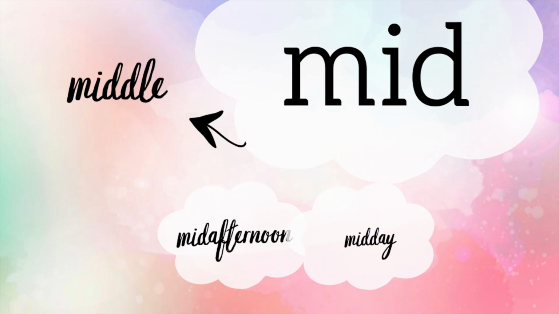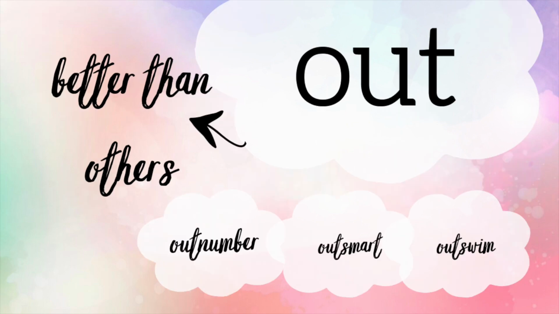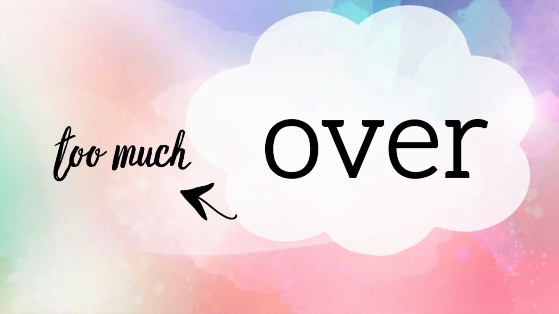So if I say mid-afternoon or midday, I'm talking about something that's in the middle of the day or the middle of the afternoon, for example. Okay, so mid. Then we have out. So out means better than others. For example, outnumber, outsmart, outswim. So if you see something with out in front of it, it just means that you're comparing it to somebody else or something else.